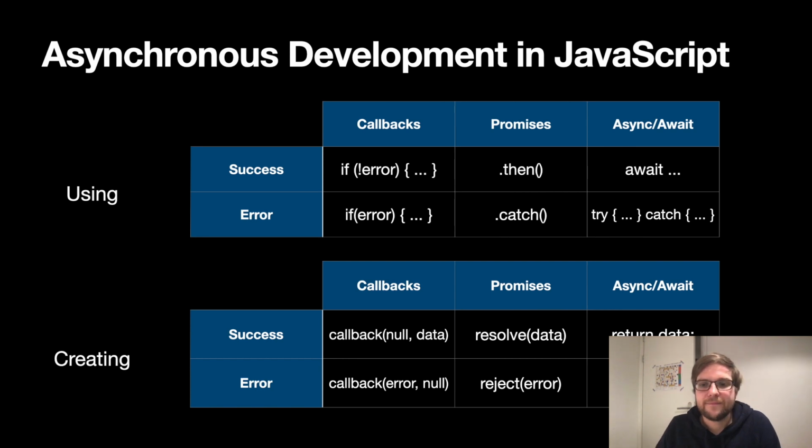So that was the video about async and await. I hope that you now know the difference between the three asynchronous programming types in JavaScript.